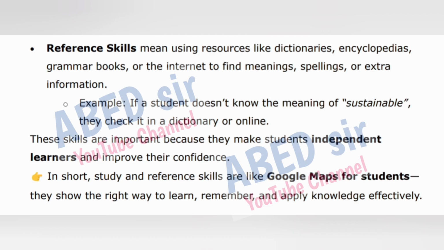Example, if a student doesn't know the meaning of sustainable, they check it in a dictionary or online. These skills are important because they make students independent learners and improve their confidence. In short, study and reference skills are like Google Maps for students. They show the right way to learn, remember, and apply knowledge effectively.